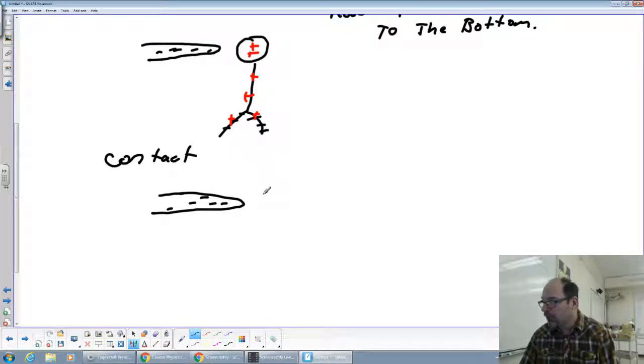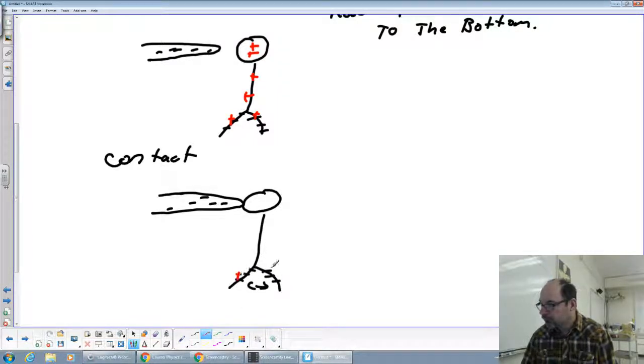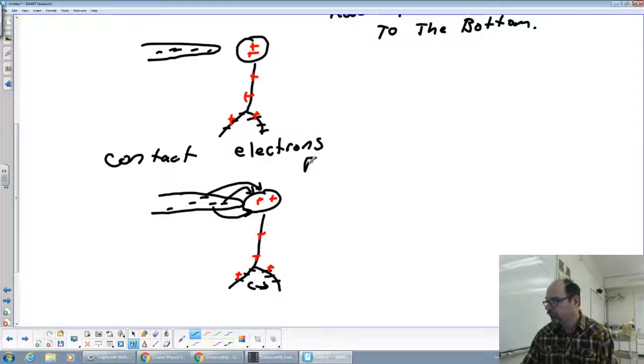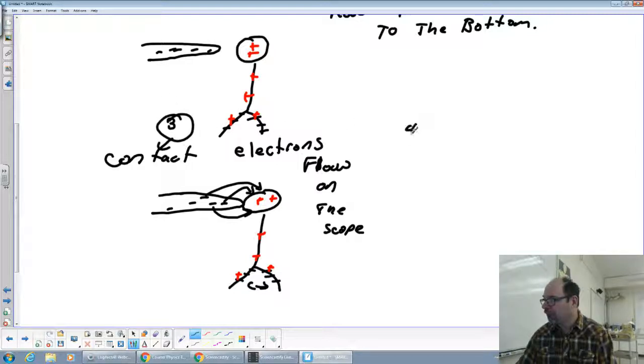Okay, and what we're going to do is there's still repulsion here. We got those three there, down there. But what is happening now is that these electrons are going to start flowing onto here to try and repulse it. So let's say 3 electrons flow onto there. So the electrons flow on the scope. Okay, and that's 3 and 4 at the end.